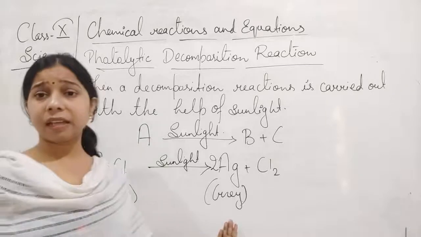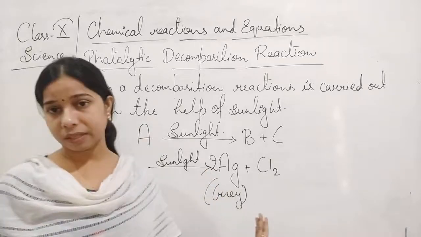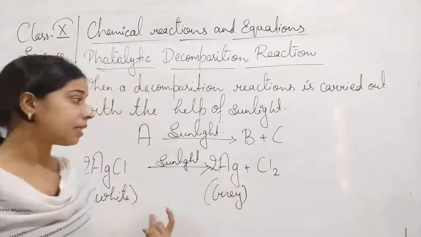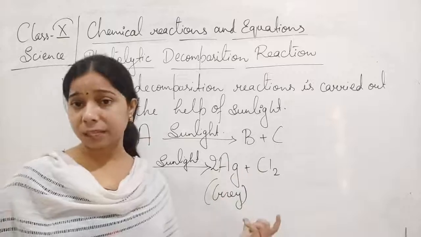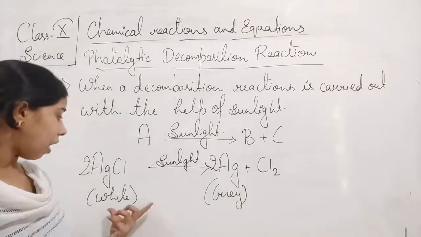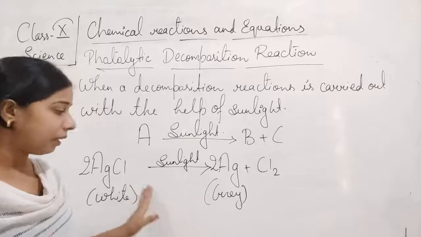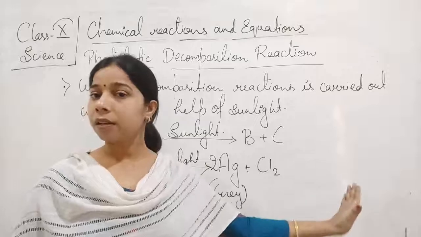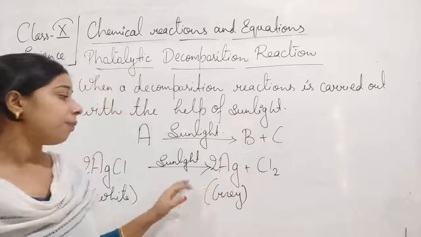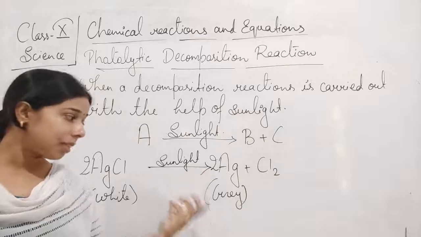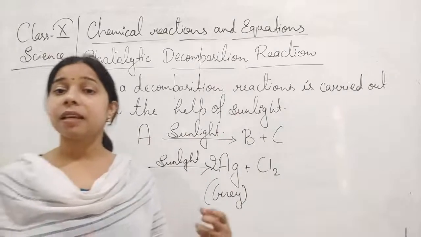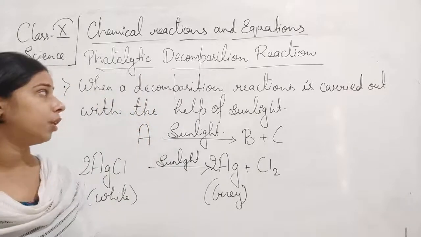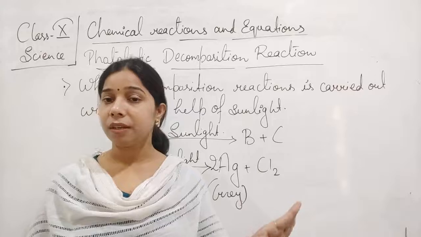And why is it grey? Because this is the color of silver itself. A change in color tells you that some kind of reaction has taken place. So the reaction that occurs here, white changing to grey, means silver chloride decomposed into silver and chlorine gas is released. Since the reaction took place outside in the presence of light, we include it in the photolytic decomposition reactions.